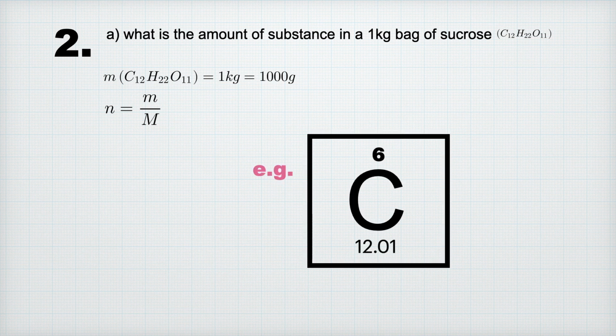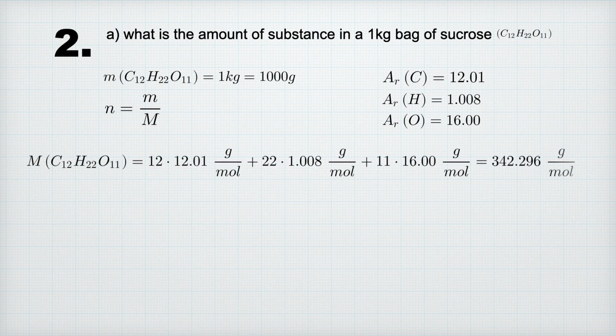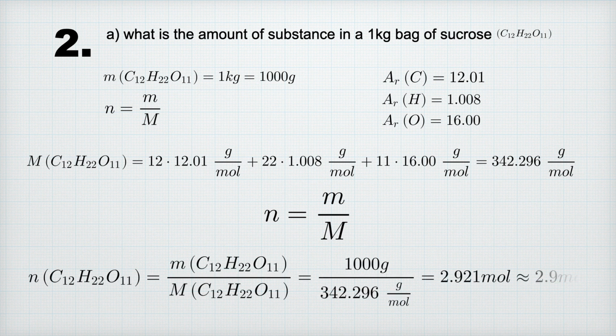So we can look at the relative atomic weights of the elements that make up sucrose from the periodic table. Now we can calculate the molar mass, like this. If we now plug the mass and molar mass into this formula, we get 2.921 moles, so 2.9 moles.